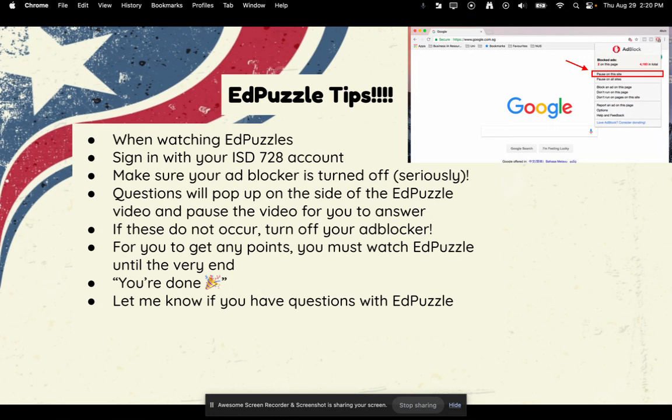So when we do use Edpuzzles, make sure that you are in your ISD 728 account. Make sure your ad blocker is turned off. If you don't know how to do that, there's a little hand up in the upper right-hand corner of your Chrome tab. Make sure you pause it on the site of Edpuzzle. Questions will pop up on the side of the Edpuzzle video and pause the video for you to answer. If this does not occur, please make sure your ad blocker is turned off. For you to get any points with Edpuzzles, you must watch the Edpuzzle to the very, very end. Typically, there's a little symbol at the end that says you're done, with an emoji. Sometimes it's a little bit different than that, but it's pretty much the same thing every time. And of course, let me know if you have any questions with Edpuzzle.